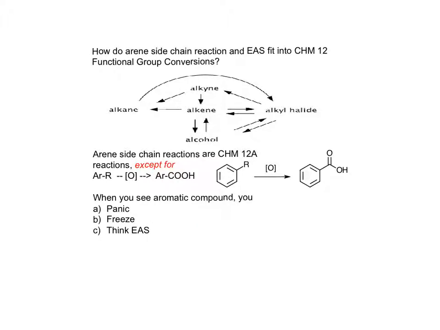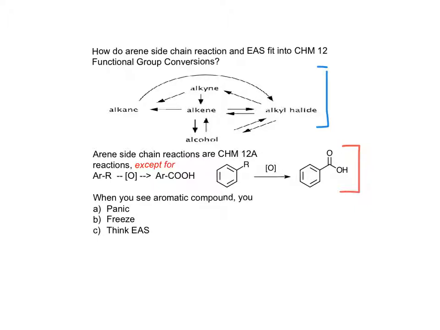Let's look at reactions that occur at a side chain in an aromatic compound. These will be reactions that involve these functional group conversions. A new reaction is the oxidation of an alkyl group to an acid group, as shown in this reaction here.